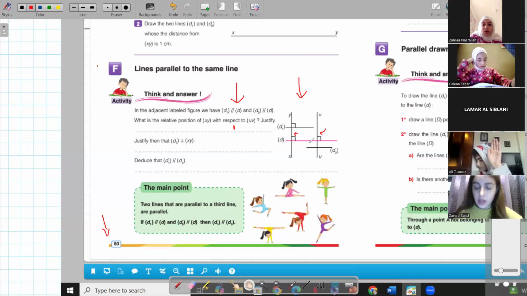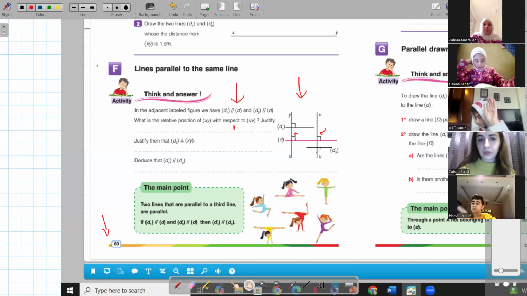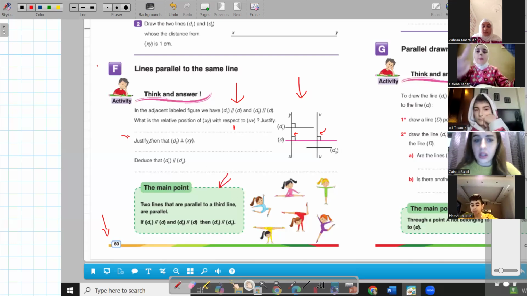Yes, Miss. When we have D1, D and D2, when D1 is parallel to D, it can also be parallel to a third line. And when we have two lines and a third line that are parallel to them, the third line is going to be parallel. Yes, but what you are saying is perfectly fine and correct, but this is the main point here. But it's not about this exercise, okay? It's not about this.